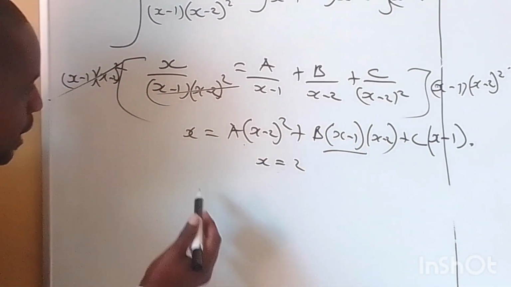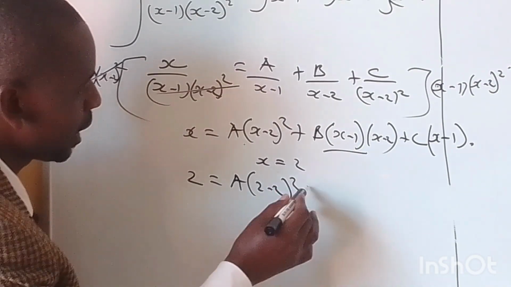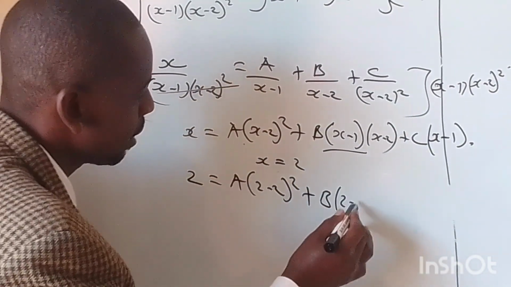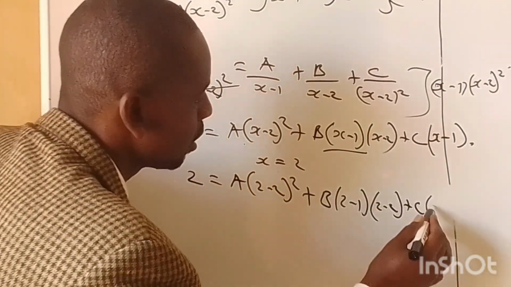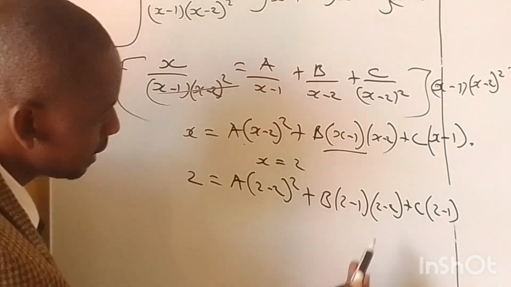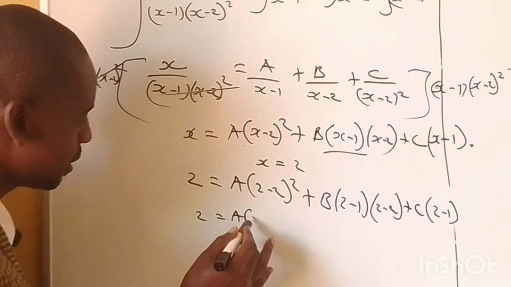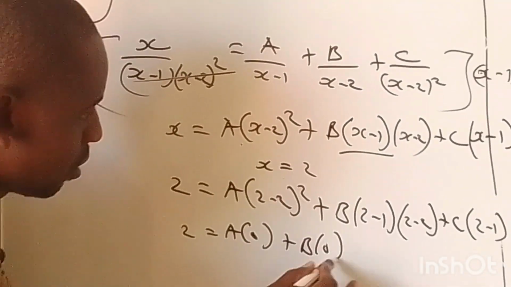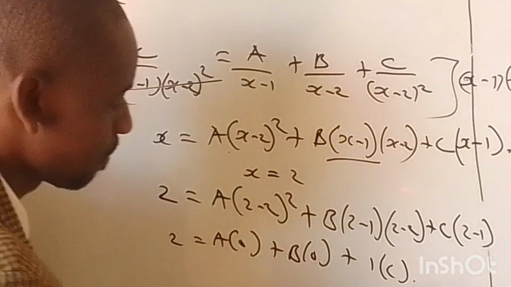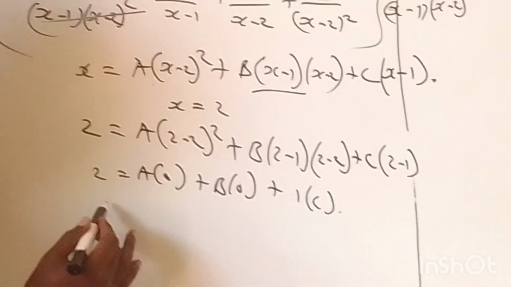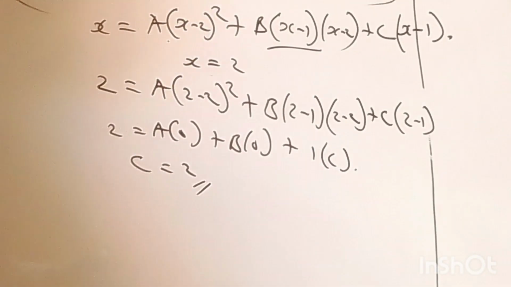So let's proceed. This is going to be 2 here, then A times (2 minus 2) squared plus B times (2 minus 1)(2 minus 2) plus C times (2 minus 1). As you can see, this is going to be 0, this is also going to be 0. So we have 2 equals A times 0 plus B times 0 plus C times 1. So we have eventually C is equal to 2.